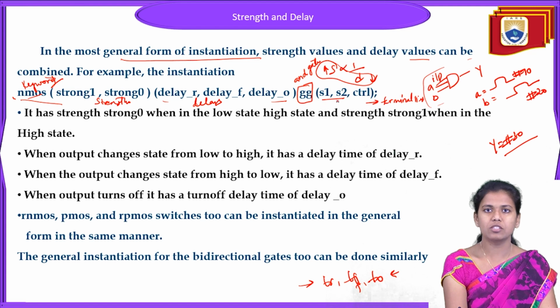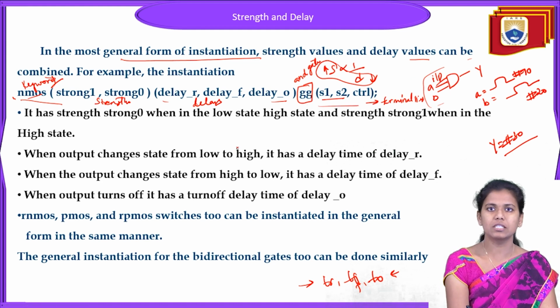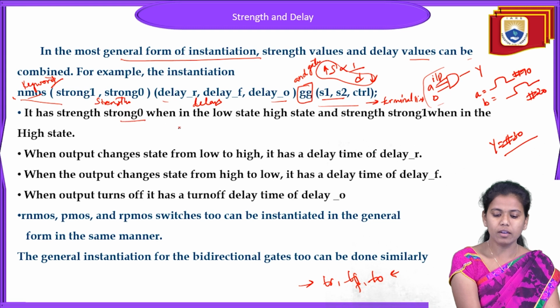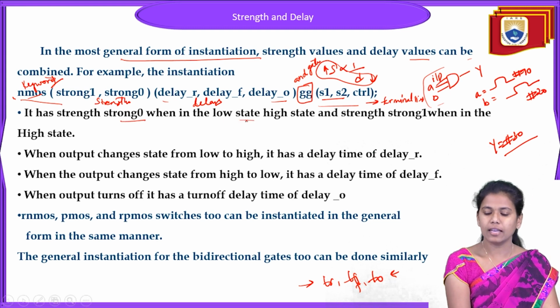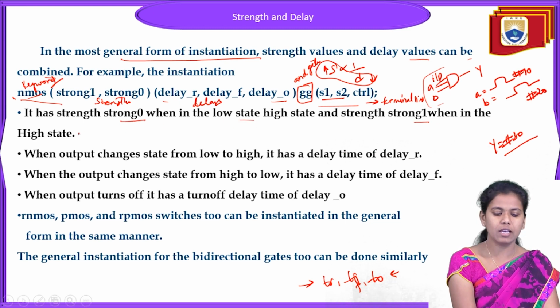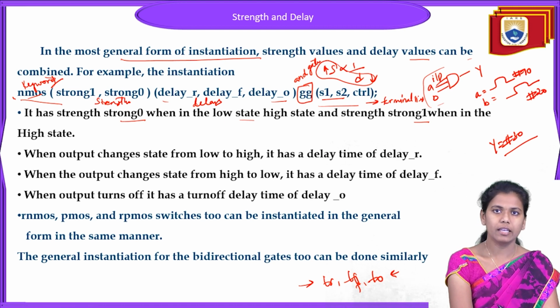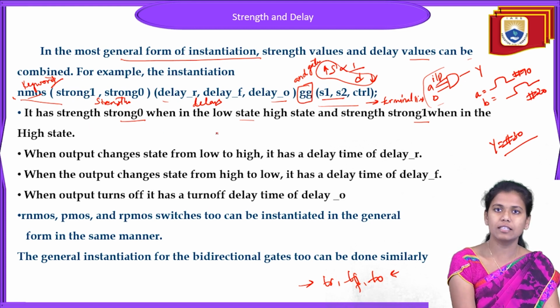So here S1 and S2 are the signals, and control is one more signal that I have with respect to the particular gate. So this is all about the terminal list instantiation. And then it has strength strong 0 when in the low state, and strength strong 1 when it is in the high state. So this sentence is clearly stating strong 1 and strong 0. Strong 1 is nothing but the state when it is in the high state.